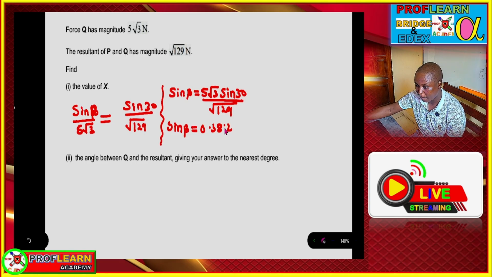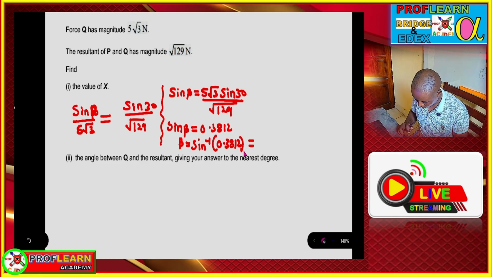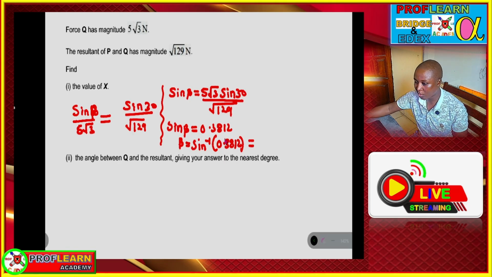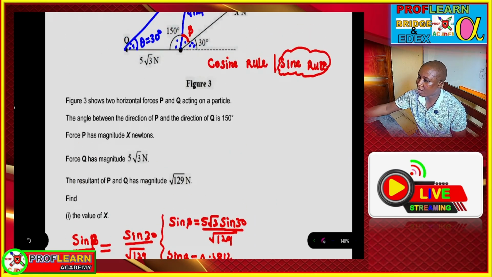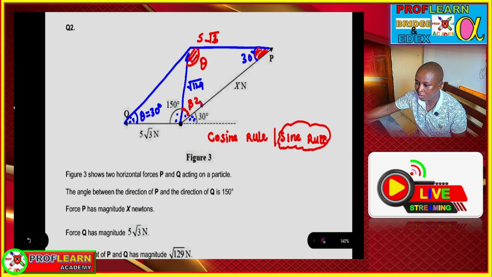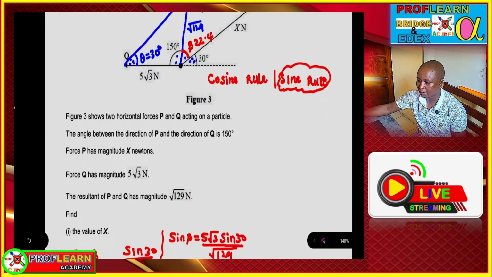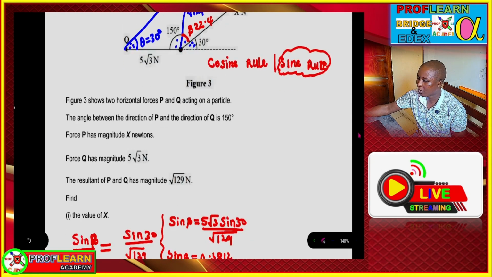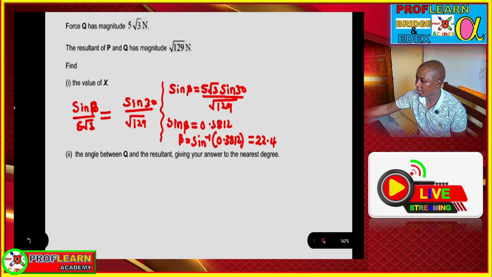0.3812, which means that beta itself is going to be sine inverse of 0.3812. If you work out the sine inverse of that, you are going to get the answer, in that case 22 degrees, 22.4. So this angle that we have here is 22.4. So we can find theta.